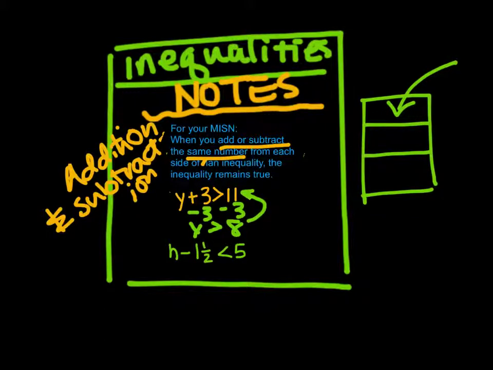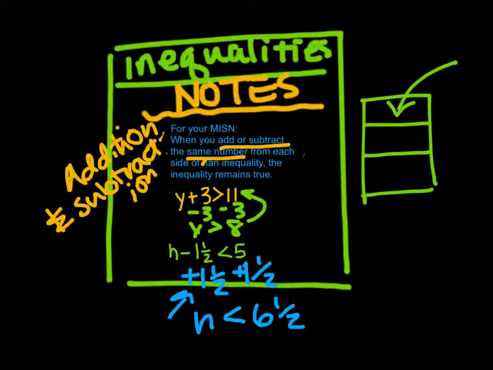Our next one, h minus 1 and a half is less than 5. Plus 1 and a half, that undoes, that's the inverse operation of subtracting 1 and a half. So h is less than or equal to 6 and a half. Awesome.